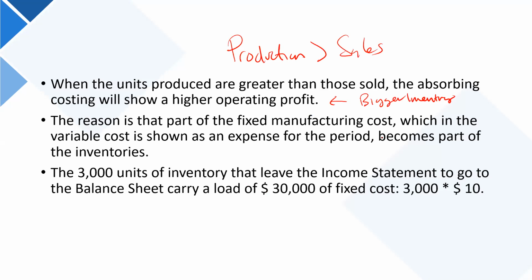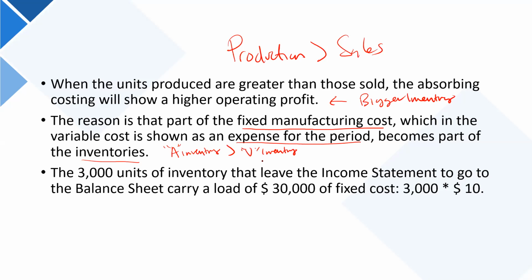Going now to the balance sheet. The reason is that part of the fixed manufacturing cost, that's the one I was telling you about, which in variable costing is shown as an expense for the period, becomes part of the inventories. So the absorption inventory, let's put it like that, is greater than the variable inventory.